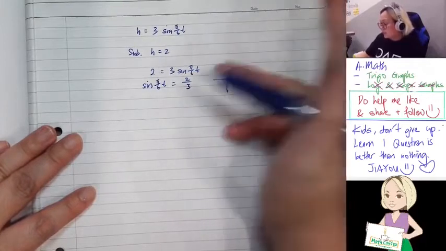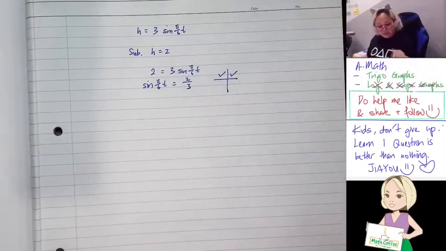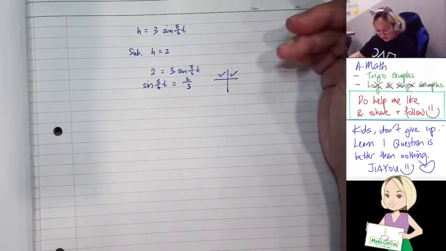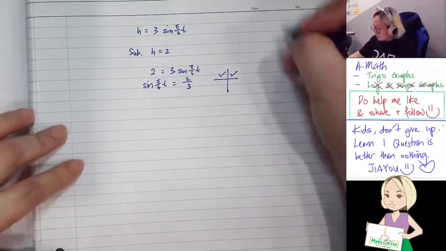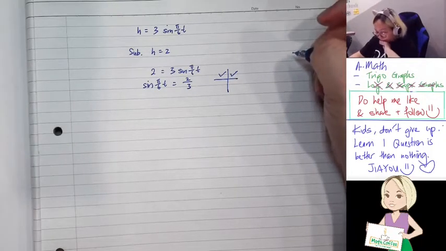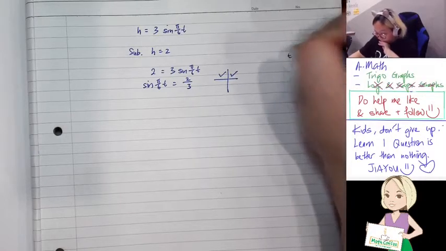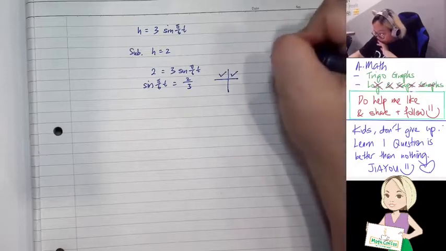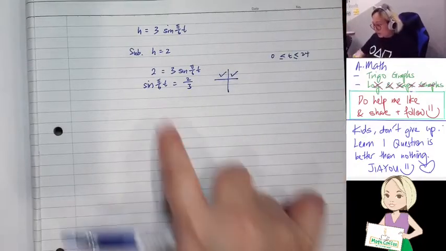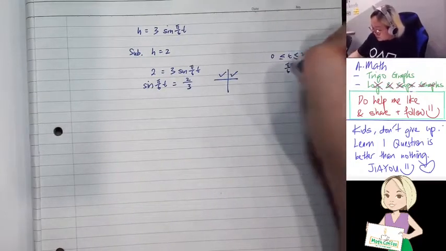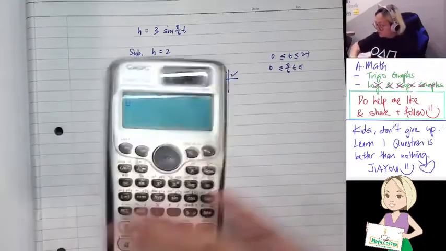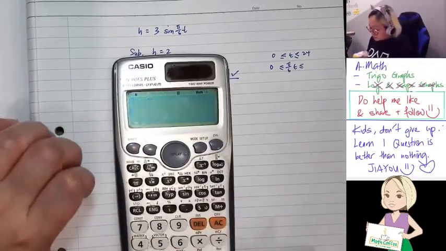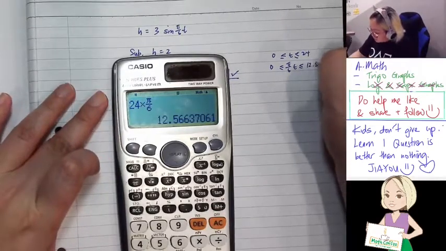So take note that this is first and second quadrant. And let's find out what our range is. My t is supposed to be from 0 to 24. This one is pi over 6 t. So pi over 6 t will be 0 to 24 times pi over 6. Take 24, multiply by pi over 6. So it will give us 12.566.